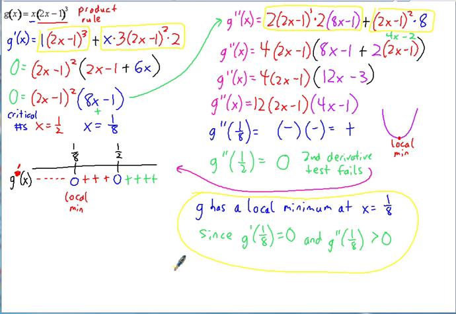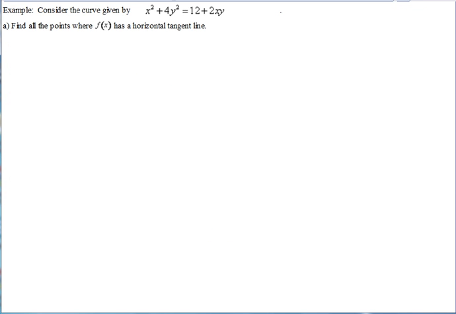So on these two problems, the second derivative is really just an alternate way of finding your local minimums and maximums. The first derivative test would have worked on these also, as we can see right here. It gives you the same information in a different way. However, there are some problems where the second derivative test is a little bit more necessary. And that's on these implicit differentiation problems.